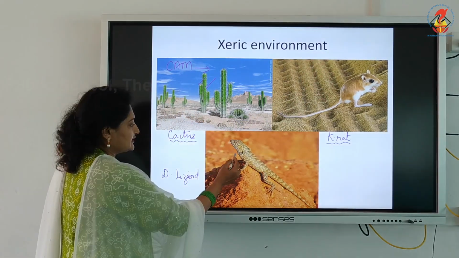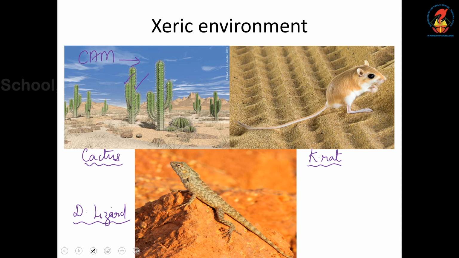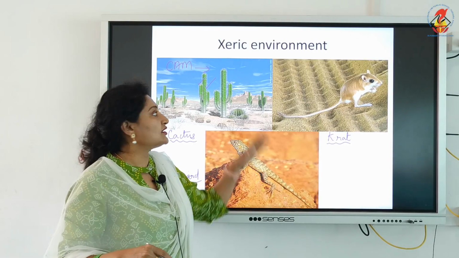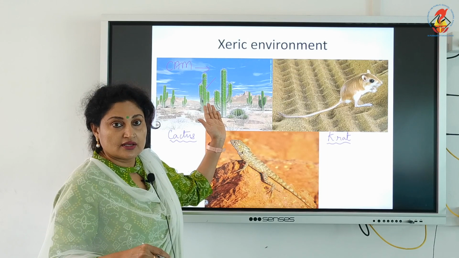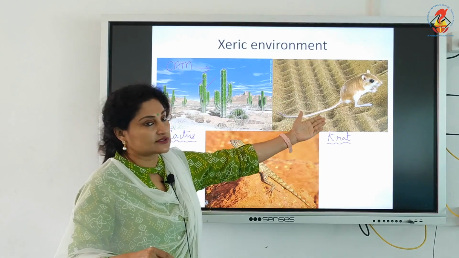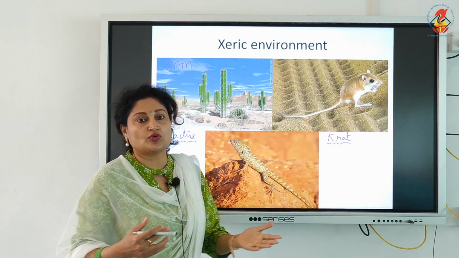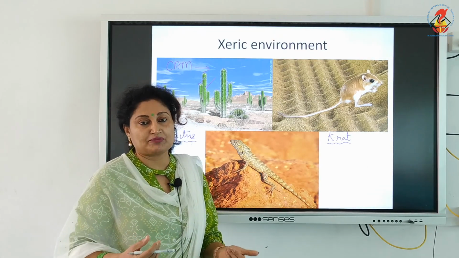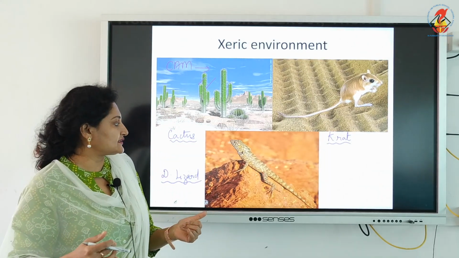Next, lizard, the desert lizard. So we saw cactus showing lots of morphological adaptations, kangaroo rat showing physiological adaptation. Now we can see the desert lizards. How do they cope to the environmental stress? Here these lizards lack morphological adaptations as well as physiological. Then how do they cope? They opt for or employ behavioral adaptations.